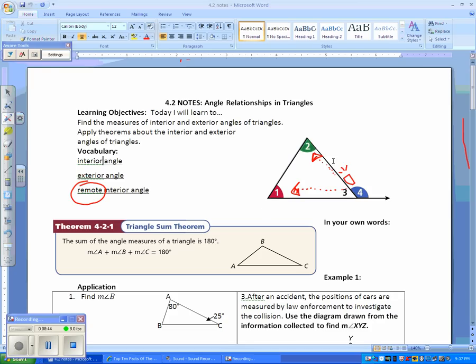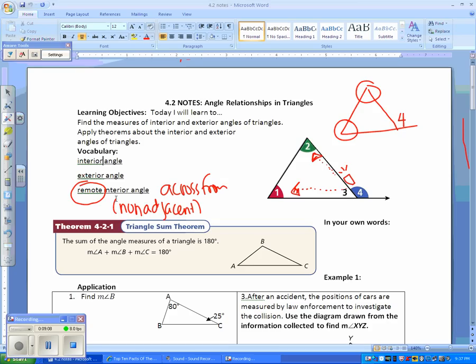So what that means is if you have a triangle, let's say this is your angle right here. If I wanted to talk about remote interior angles, it's going to be the ones not touching this angle. So the remote interior angles are across from, not adjacent to, the exterior angle. And there's always going to be 2 remote interior angles, because angle number 3 is the only one that does touch angle 4. So we're going to write angle 1 and angle 2 are remote interior angles to angle 4.